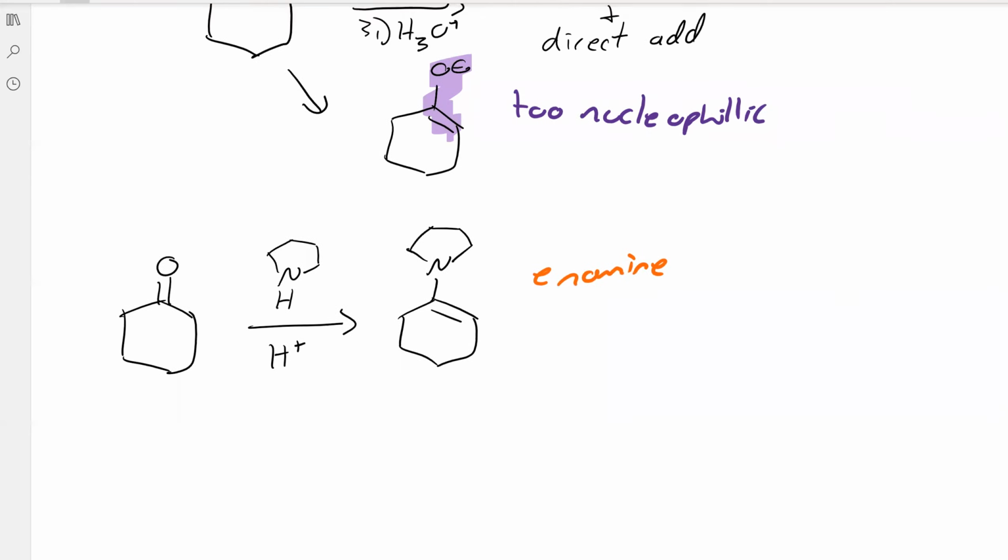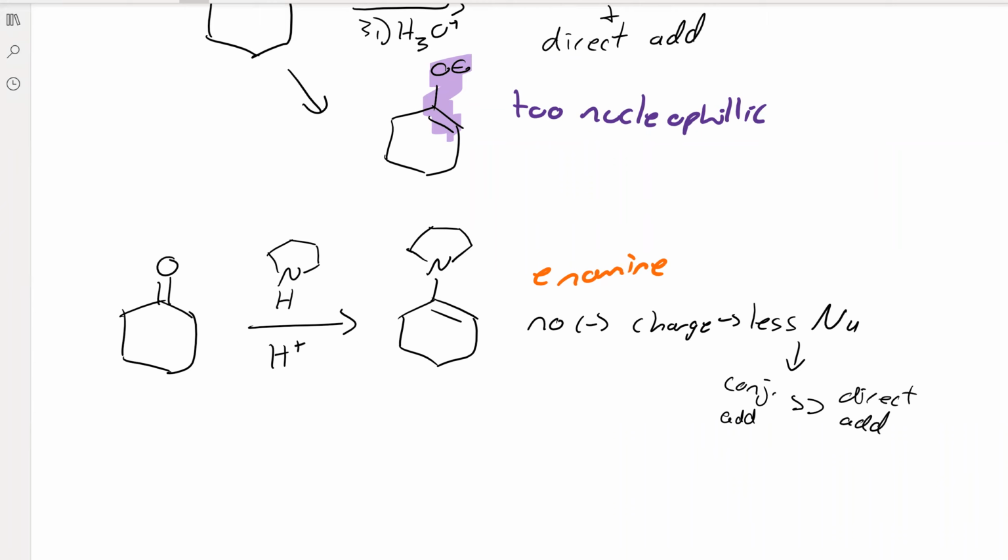And so you see the difference between the enamine and the enolate. We have no formal negative charge. And so we're less nucleophilic. And since we're less nucleophilic, we're going to disfavor that direct addition and favor that conjugate addition instead. Right, we're less nucleophilic. And then after we do the conjugate addition, we can just hydrolyze our enamine back to the carbonyl.